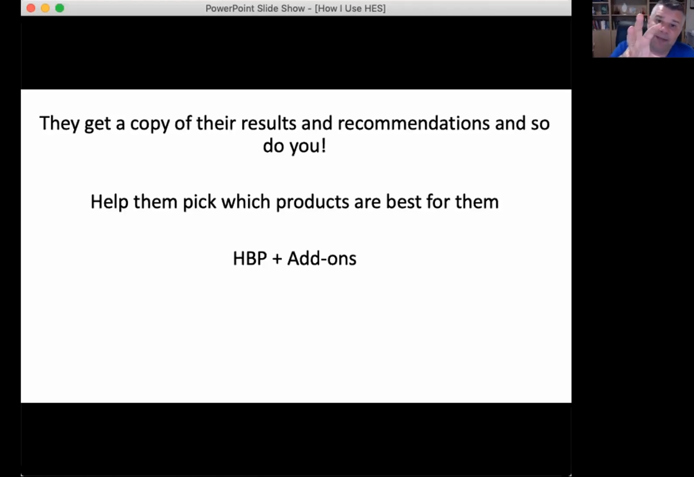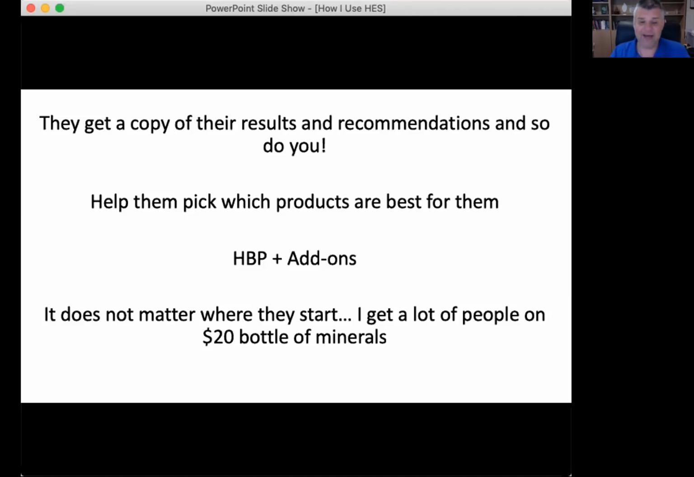So we want to take a healthy body pack, whatever is the best one that you guys decide on together, and what add-ons are best for him. Now, it doesn't matter where they start. I get people every day that come to me and say, Paul, I tell them they need all this stuff and they don't buy it, and I'm so upset. Listen, you went through years of Dr. Wallach training. You've been with Youngevity for a long time. You understand how critically important these products are to your health. That's why you're taking $500 worth of products a month.